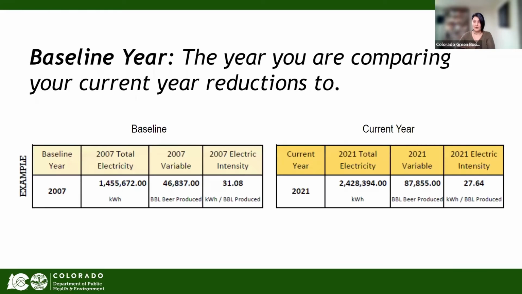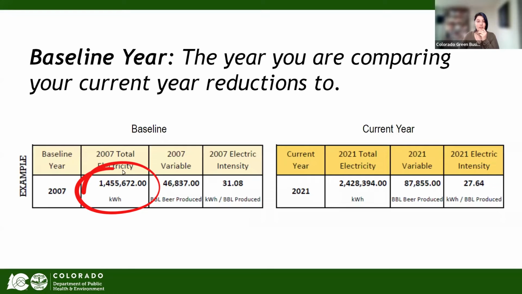So as an example, let's say we're a brewery and we're applying for recognition. The baseline year that we have is 2007, because 2008 is really when we started all of our effort on energy reduction and conservation. So 2007 is a good baseline year because it shows you what business as usual is before we started all that effort. So we have 2007 written down here, and you can see that that's the baseline year we've entered.